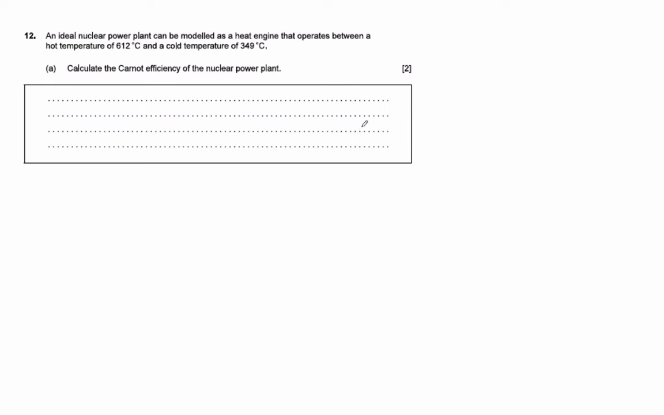Alrighty. An ideal nuclear power plant can be modeled as a heat engine that operates between a hot temperature of 612 Celsius to a cold temperature of 349 Celsius. Calculate the Carnot efficiency of the nuclear power plant.